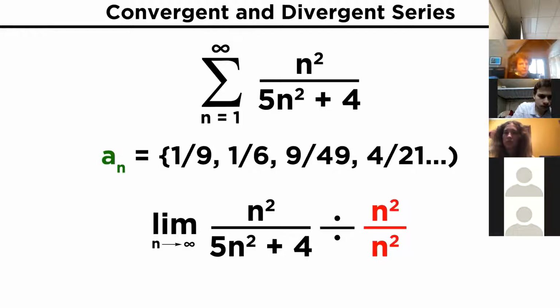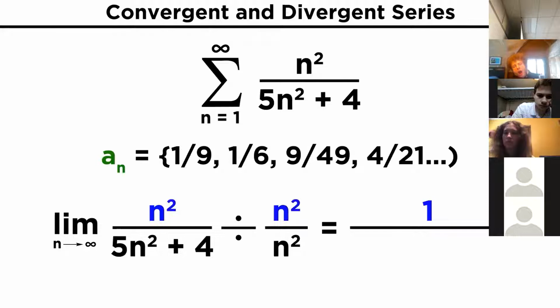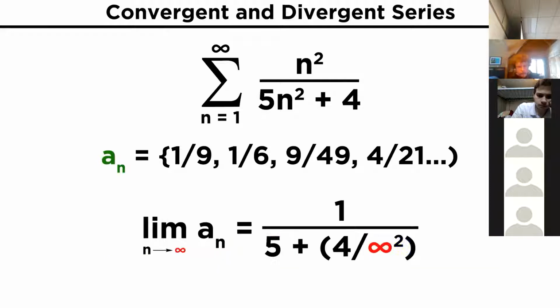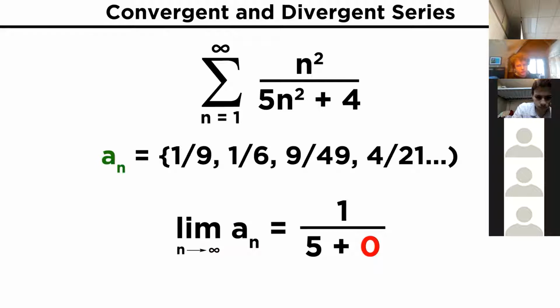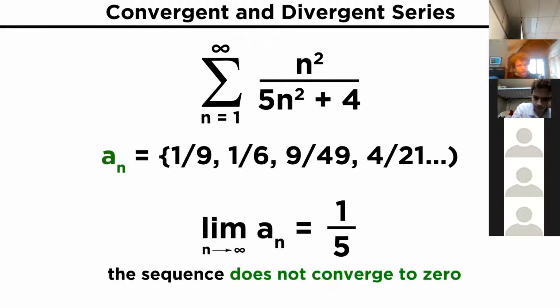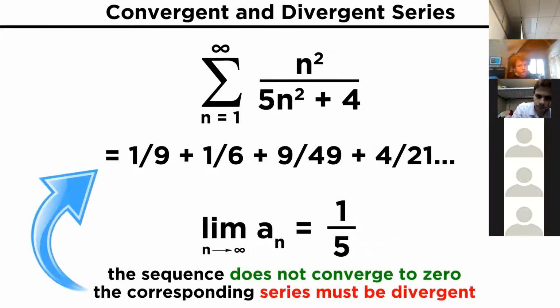Let's divide both top and bottom by n squared so that we aren't plugging in so many infinities. On top, we get 1, and on the bottom, we get 5 plus 4 over n squared. Now we plug in infinity, and this term goes to 0, leaving us with 1/5. The sequence does not converge to 0, so the sum of this series that includes all the terms from that sequence must be divergent.